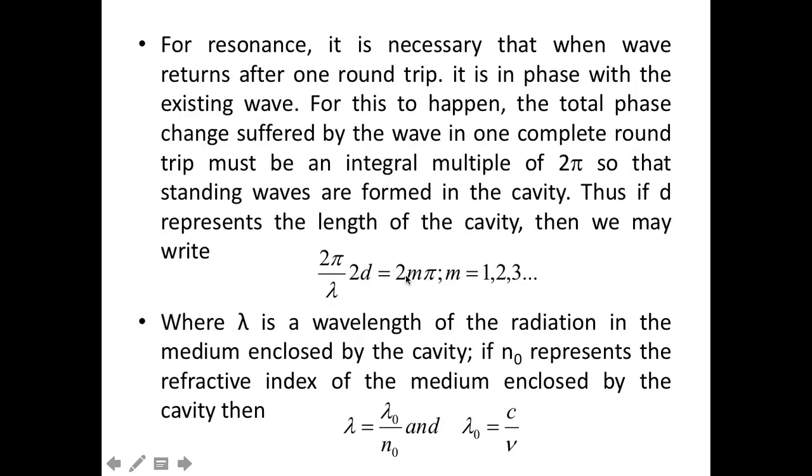Okay, for resonance, it is necessary that when the wave returns after one round trip, it should be in phase with the existing wave. For this to happen, the total phase change suffered by the wave in one complete round trip must be an integral multiple of 2 pi.